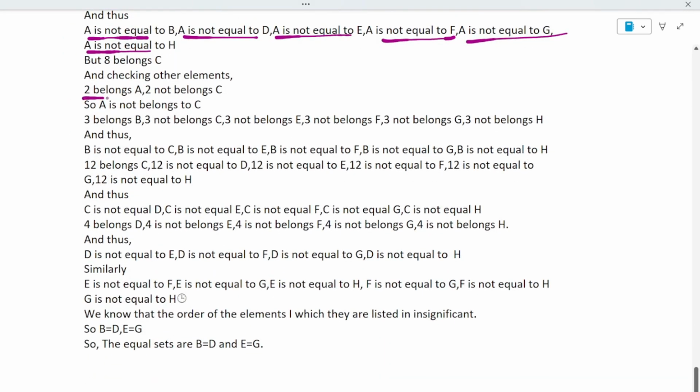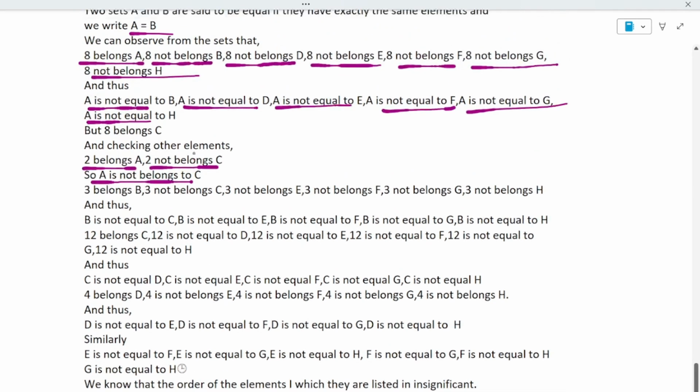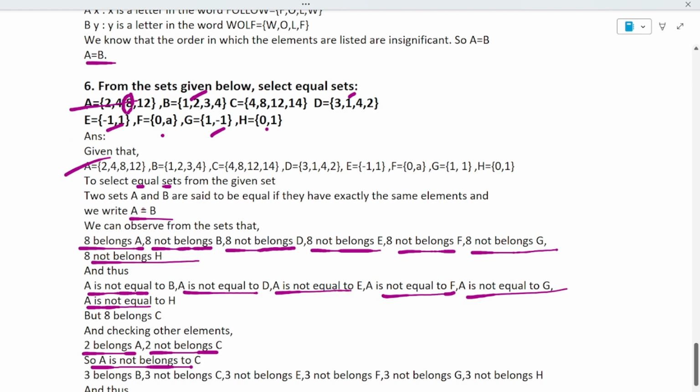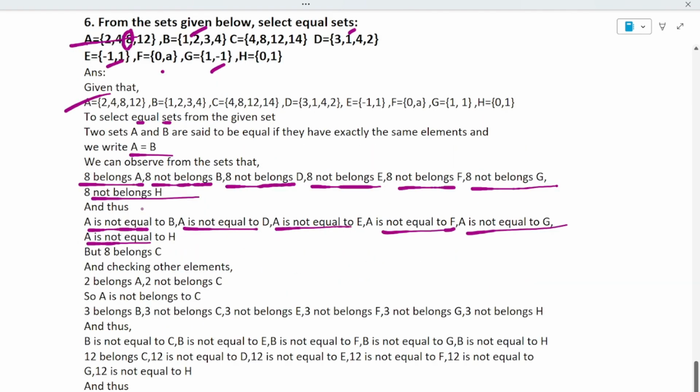2 belongs to A, yes, 2 does not belong to C, so A is not equal to C. Now let's see what they have given. 2 belongs to A, yes, correct. 2 does not belong to C. See, 2 is not here in the set C. So now we can say that A is not equal to C. While writing this you have to write A is not equal to C. If it is not belonging, you should write like this.